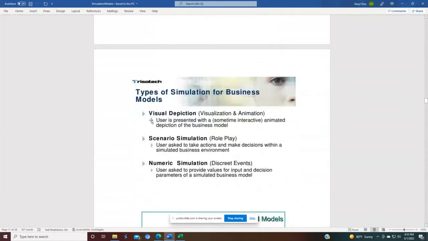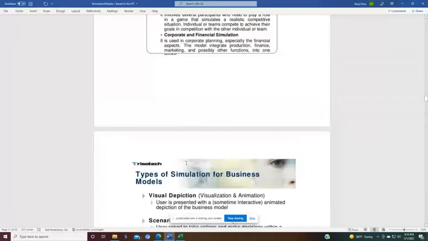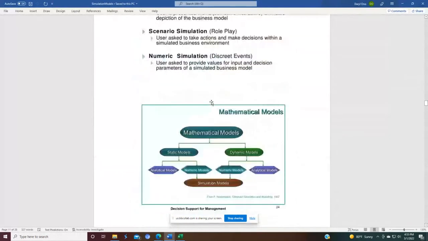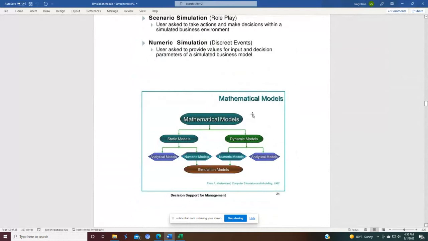Okay. So again, we have here types of simulation: visual, scenario, discrete. We're going to do this. Numeric, corporate and financial simulation. Okay. This is a good one from a pure math standpoint. But when you're going to use numerical models, ultimately, you want to run simulation analysis to determine how effective your simulation is going to be.